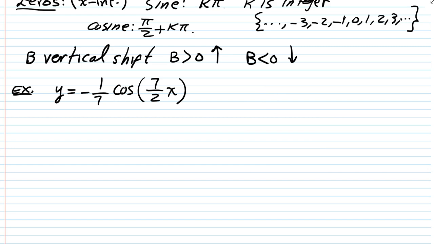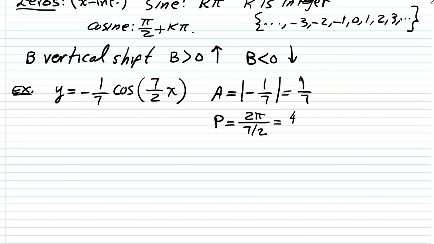So for this one, first of all, let's do the amplitude. Amplitude is the absolute value of -1/7, or 1/7, which is a rather small number, close to 0. But that's what the amplitude is. What is the period? The period is 2 pi over 7/2. Invert and multiply, we get 4 pi over 7. So we are able to identify the amplitude and the period.